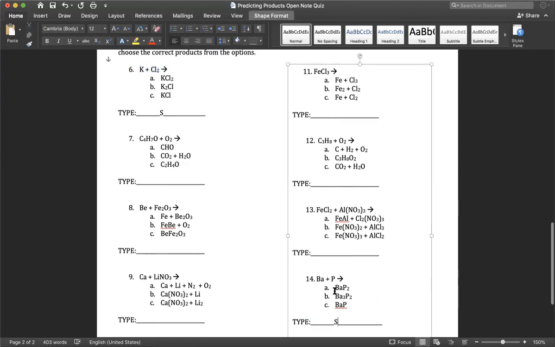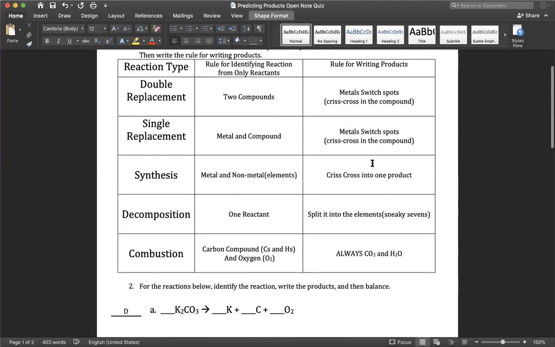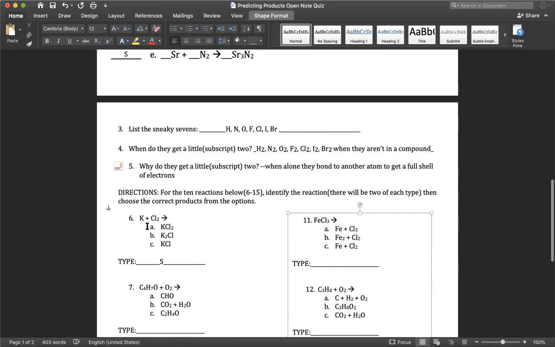So in a synthesis reaction, what's my rule for writing products? Crisscross. Okay, so I need to find the charges. If you have your periodic table, what's the charge of potassium? +1. And what's the charge of chlorine? -1. So when I crisscross two 1s, which of these will I get? Letter C. Yeah, and then that's going to be your answer.